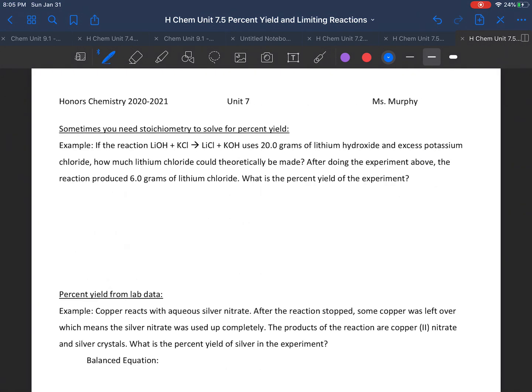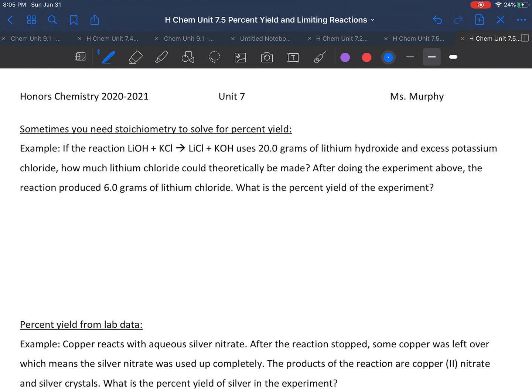All right, and so stoichiometry is not going away. This is a huge part of this unit. And so sometimes you need it to solve for percent yield. So let's practice with an example.